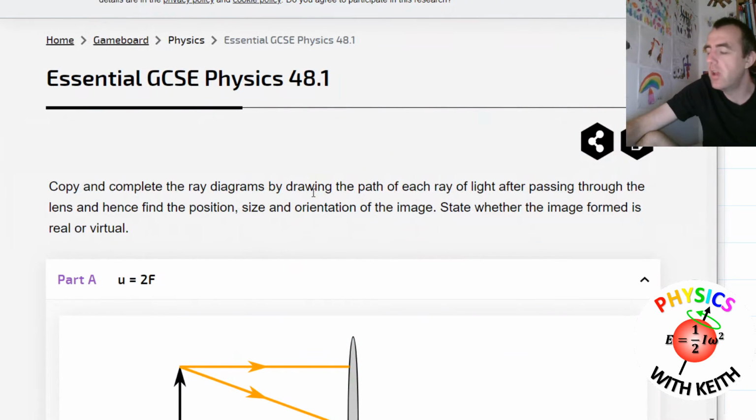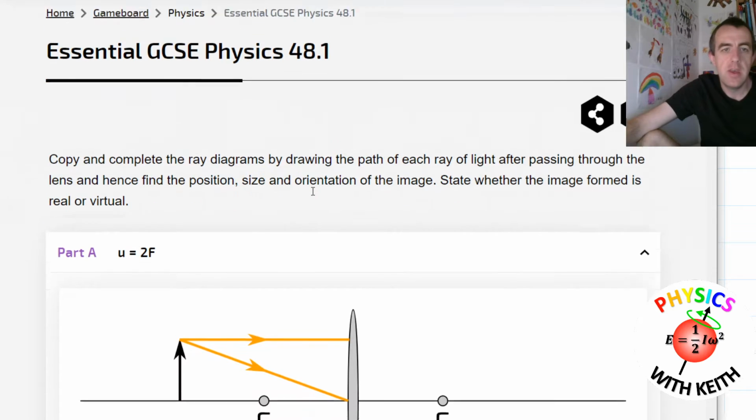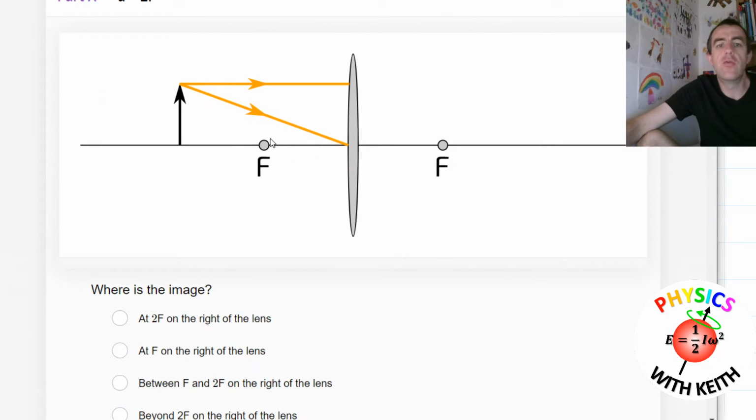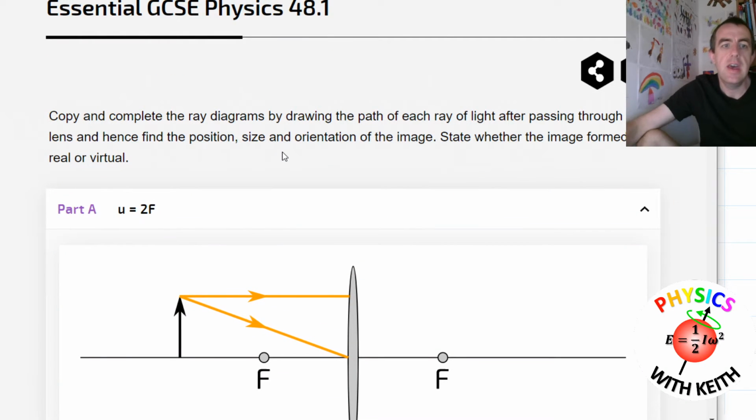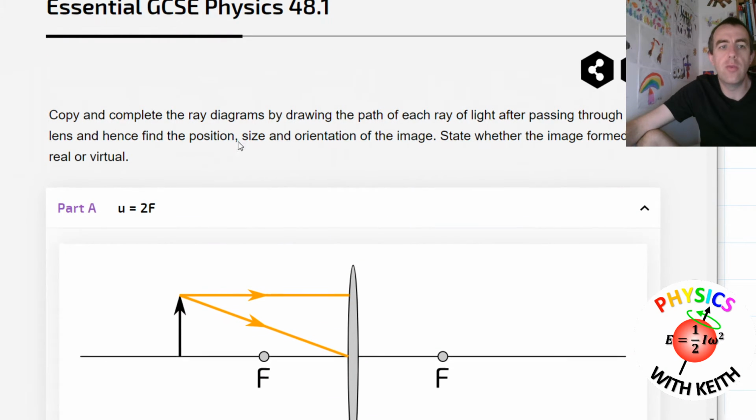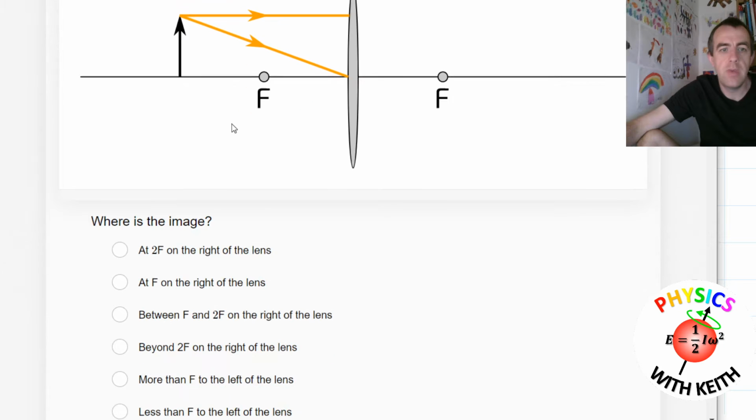For the last question, 48.1, it might be easier if I just show you the diagram. So on this question, you will have to draw the ray diagram, drawing it very, very carefully. And then it says, state whether the image formed is real or virtual.